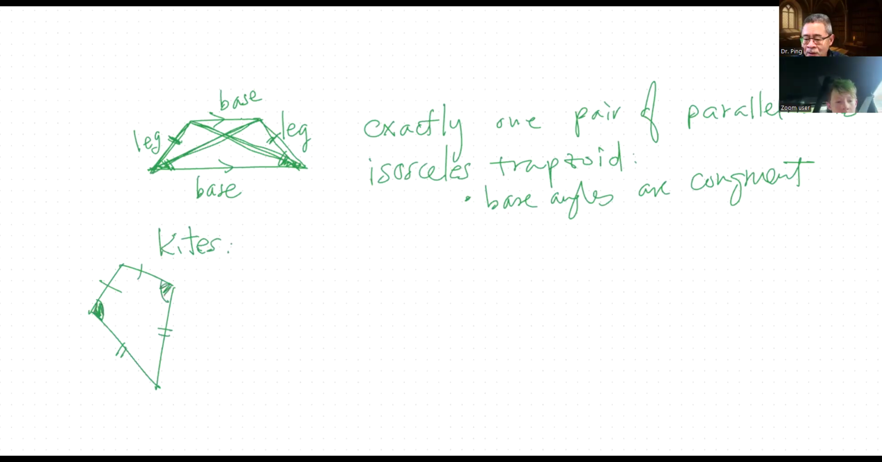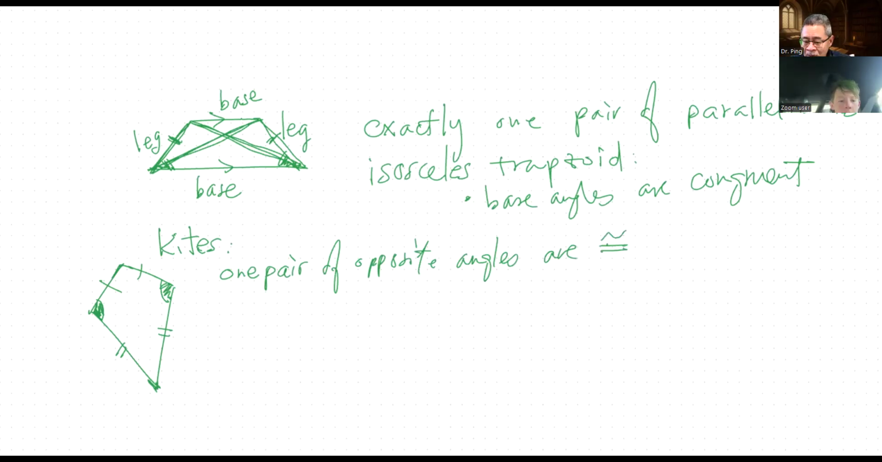But the other two are not. Like this and this side, they are not. So we got one pair of opposite angles are congruent. And we can write like that. This is the symbol for that.